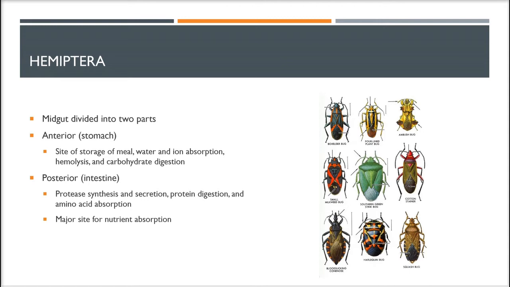Carbohydrate digestion also occurs in the anterior midgut. The posterior midgut is the site of protease synthesis and secretion, protein digestion, and amino acid absorption. The posterior midgut is the major site for nutrient absorption.